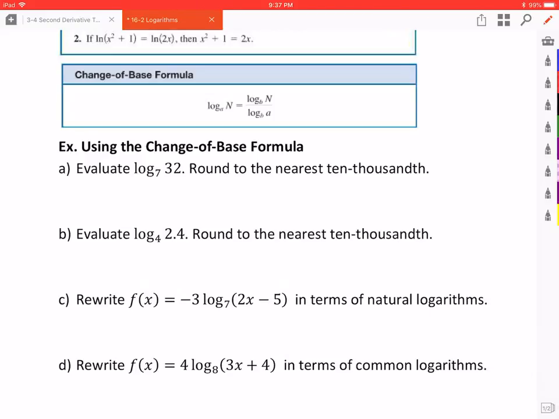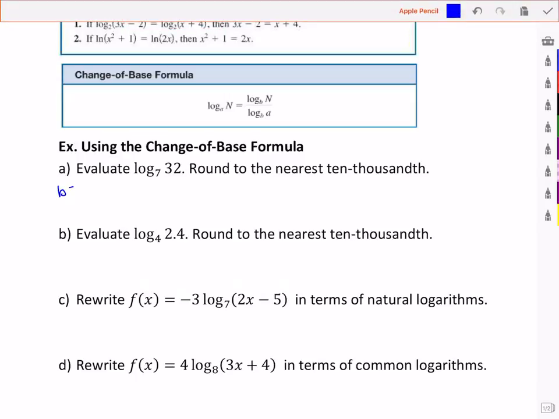So here I have log base 7 of 32. So to change that to a common log, just using this formula, the b is what you want your new base to be. So we're going to say b is equal to 10. A is your old base, so the one they gave you. So in this case, it was 7. And of course, n in our problem is 32. It's just the number, okay?